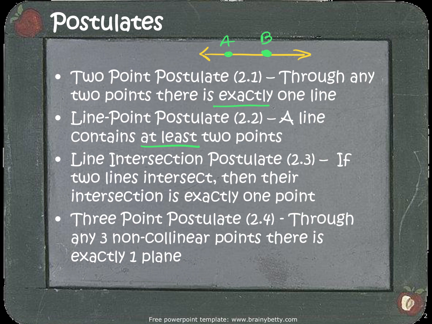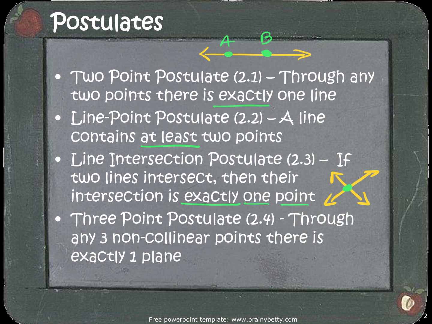The next one is called the line intersection postulate. And this one states if 2 lines intersect, then their intersection is exactly 1 point. So if I draw 2 lines and I show where they intersect, their intersection is going to be exactly 1 point.